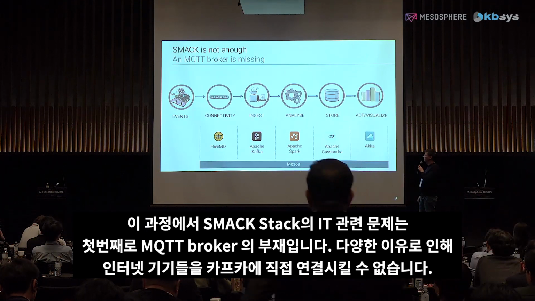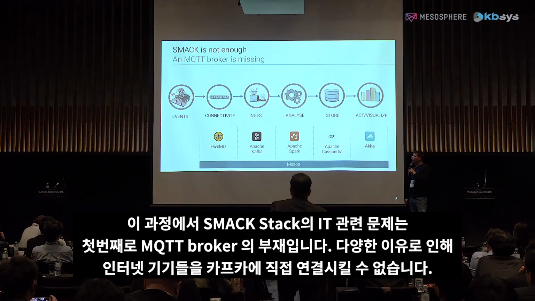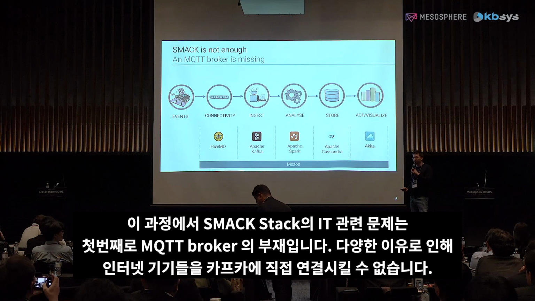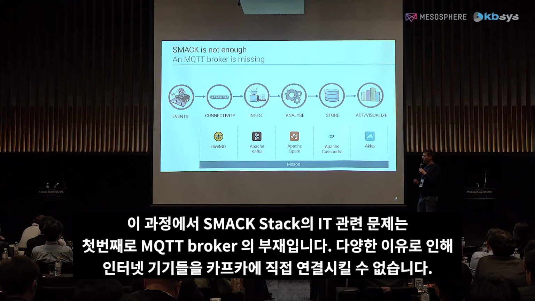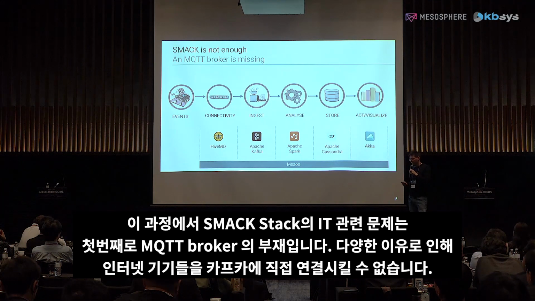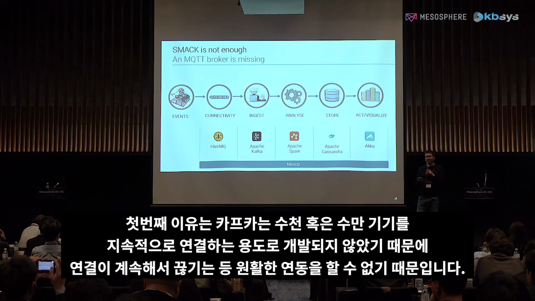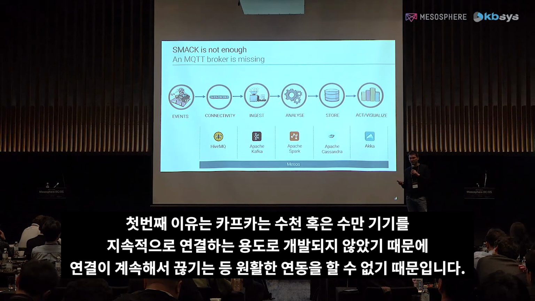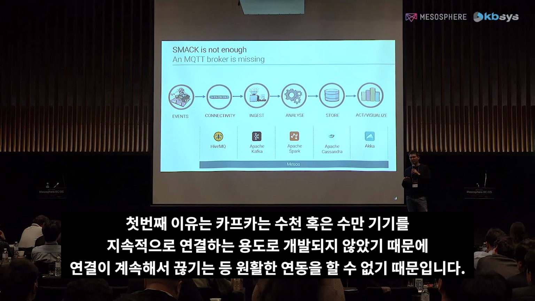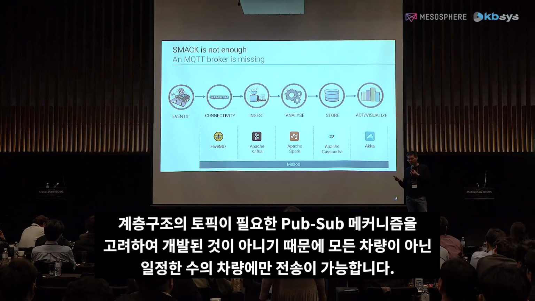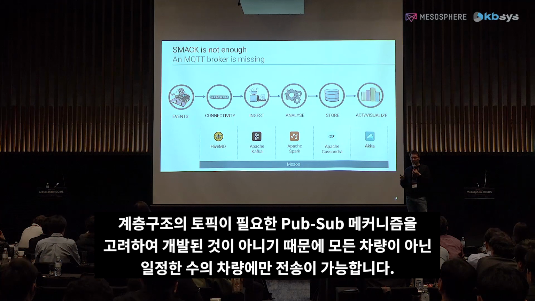The first problem with the SMACK stack for IoT is that actually an MQTT broker is missing. So it doesn't really work to connect all your internet devices directly to Kafka for multiple reasons. One problem is that Kafka has not been built for this use case. It hasn't been built for thousands or even millions of devices having constant connection, keep losing connections. It hasn't been built with a publish-subscribe mechanism in mind that needs hierarchical topics. So you can, let's say, address a certain fleet of cars and not just all the cars.